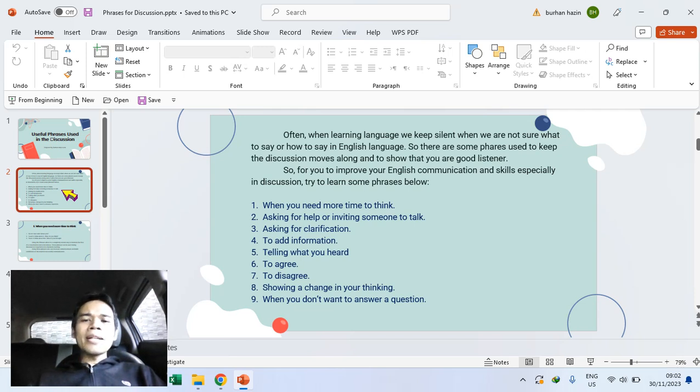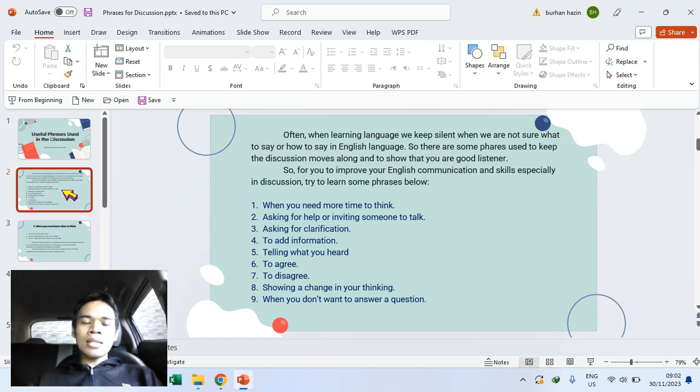Often when learning language, we keep silent when we are not sure about what to say or how to say it in English language. Am I right? Yes. So there are some phrases used to keep the discussion moving along and to show that you are a good listener. So we have several points to discuss. The first, when you need more time to think what phrases you're going to use. And then, when you want to ask for help or inviting someone to talk.